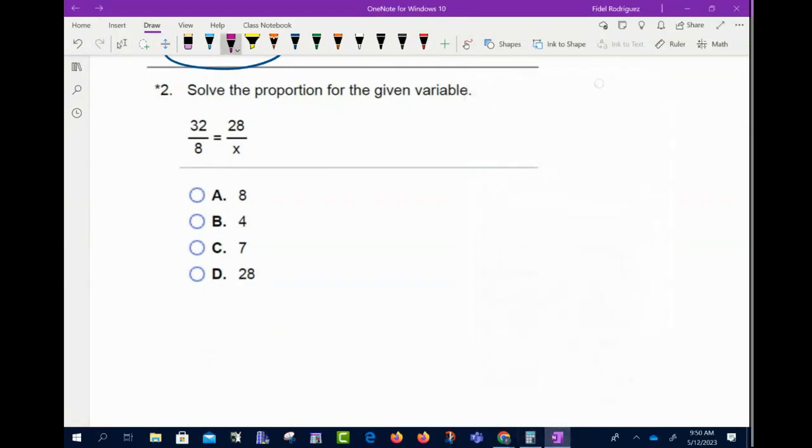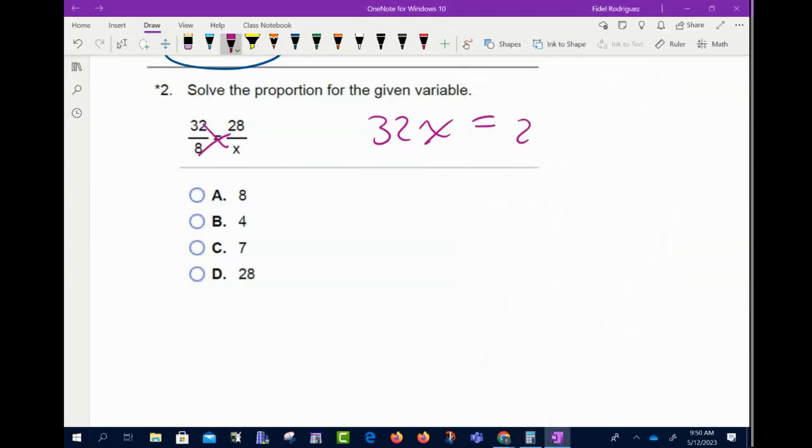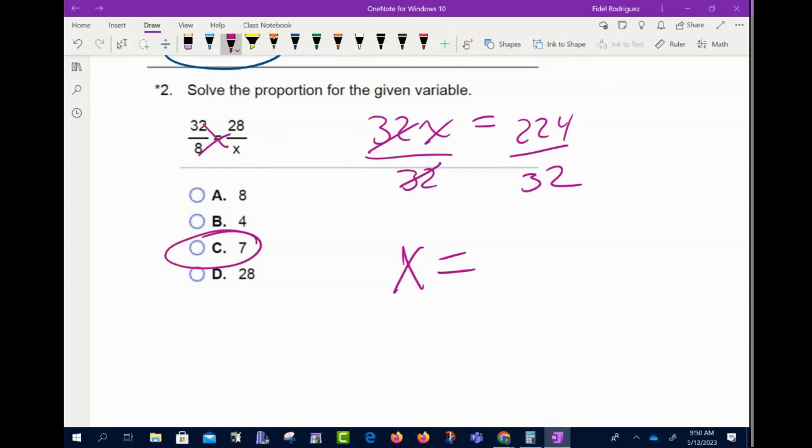All right, look, let's do the same thing here. 32x. Whatever 8 times 28 is, 224. Now we divide by the number in front of the x. Anybody know what 224 divided by 32 is? 7. Look, there's my answer. Okay. And we're done.